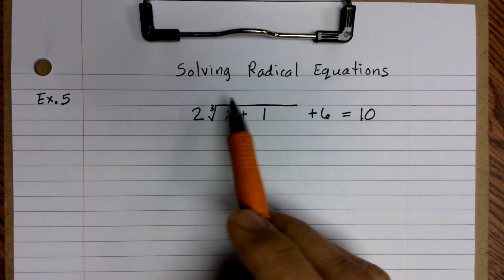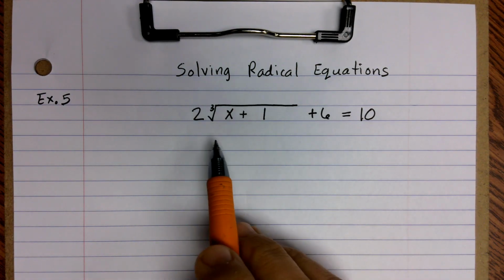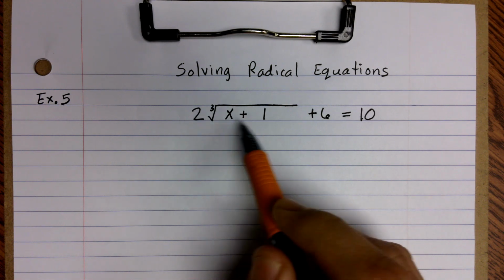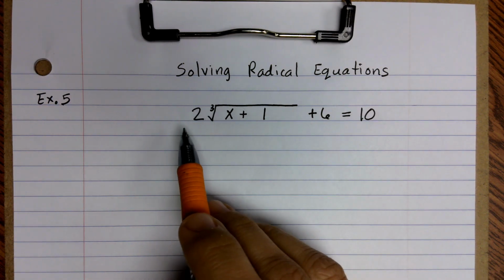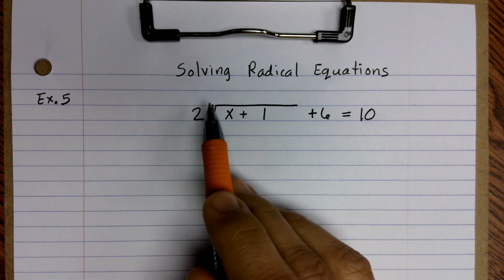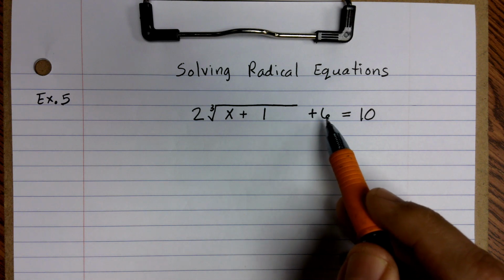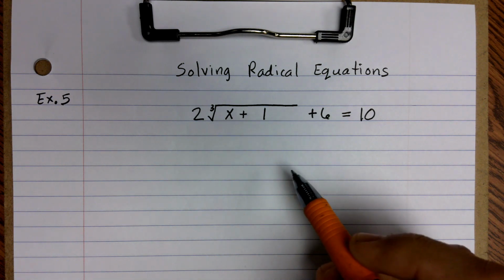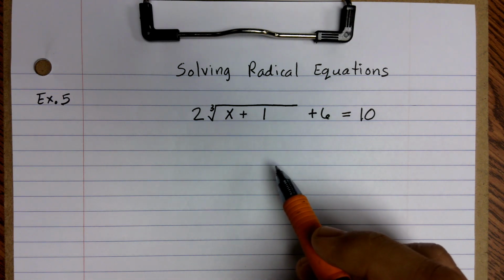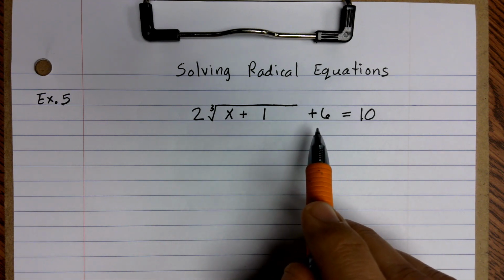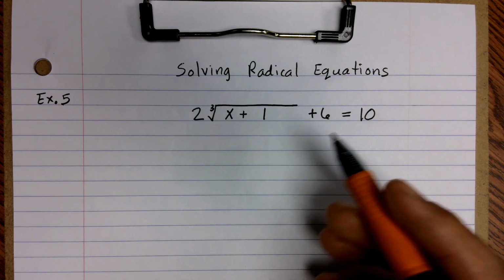In this video, we're going to solve this radical equation as well, and notice that once again we have a cube root. However, we're not going to cube this right away because 2 is being multiplied to the cube root of x plus 1, and then we also have a 6 being added to that cube root. So we're going to go ahead and use inverse operations to move as much as we can away from the cube root to get it isolated before we cube it.